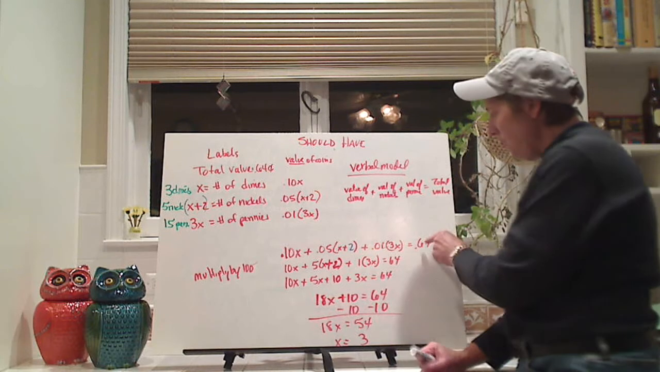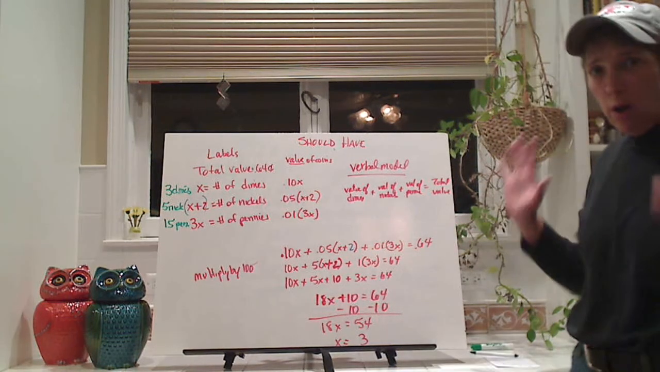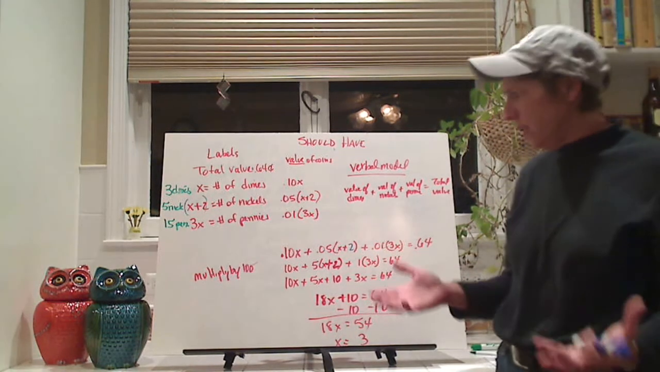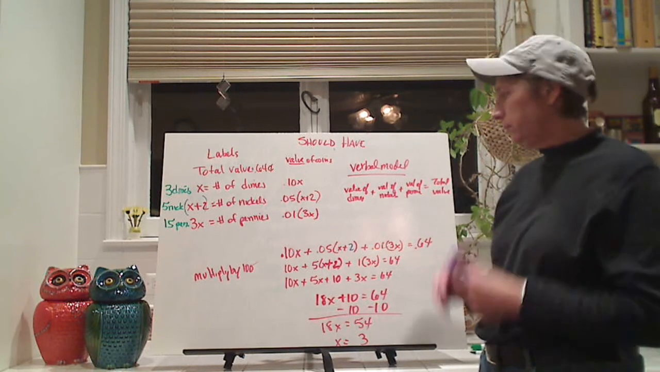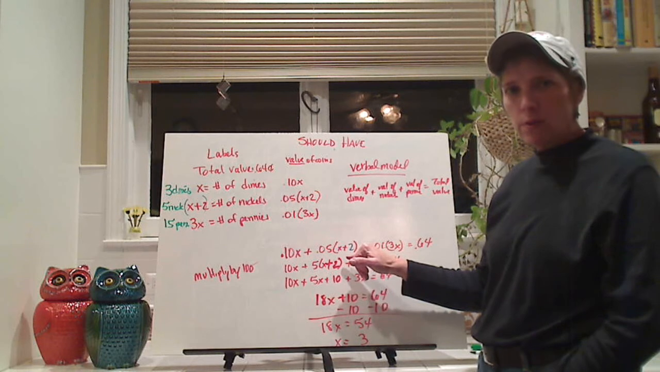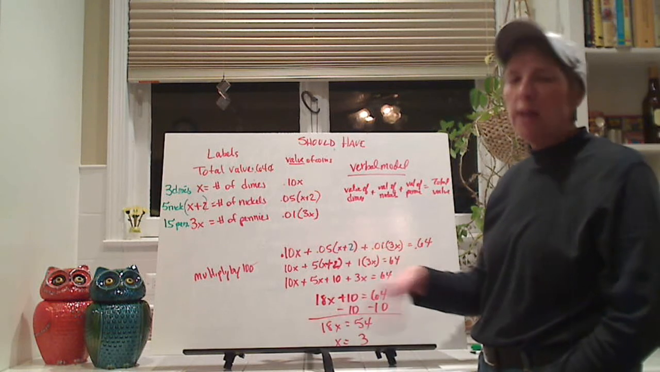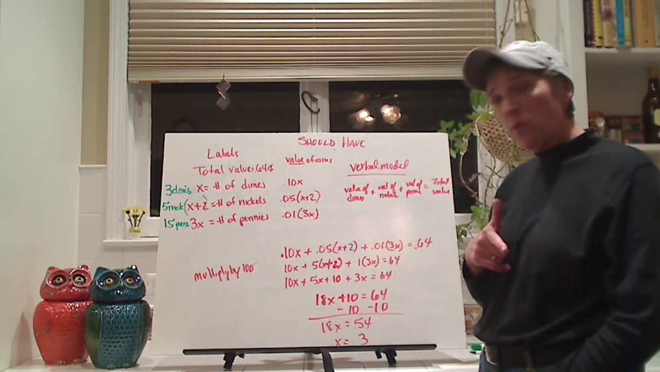Don't write 64 and then get 6,400. Oh, that would be awful. You could do that by changing everything to pennies, but I don't like that. You could distribute and then multiply by 100 and get the same thing, but there's more room for error.